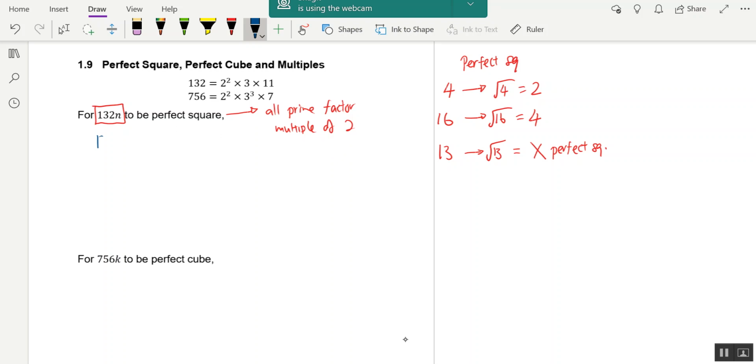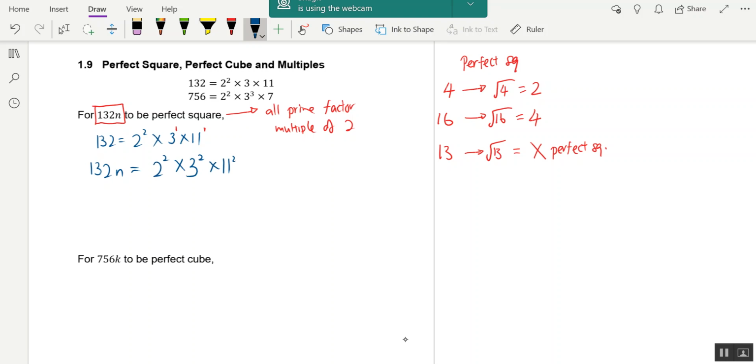Now 132 is equal to 2 to the power of 2 times 3 times 11. At this point in time, the power of 3 is 1 and the power of 11 is 1. These are not multiples of 2. So what is n? n must make them all become powers that are multiples of 2. So this is 3 to the power of 2 times 11 to the power of 2.